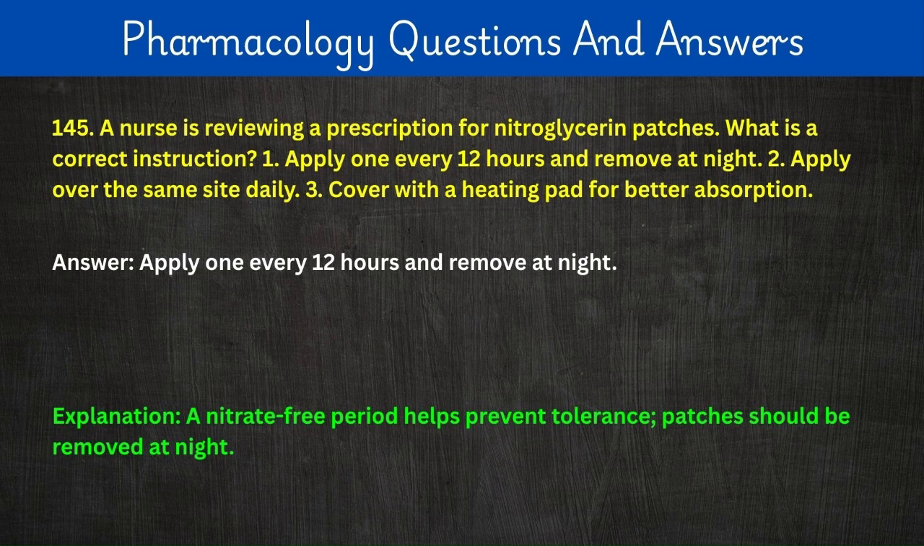145. A nurse is reviewing a prescription for nitroglycerin patches. What is a correct instruction? 1. Apply one every 12 hours and remove at night. 2. Apply over the same site daily. 3. Cover with a heating pad for better absorption. Answer: apply one every 12 hours and remove at night. Explanation: a nitrate-free period helps prevent tolerance. Patches should be removed at night.